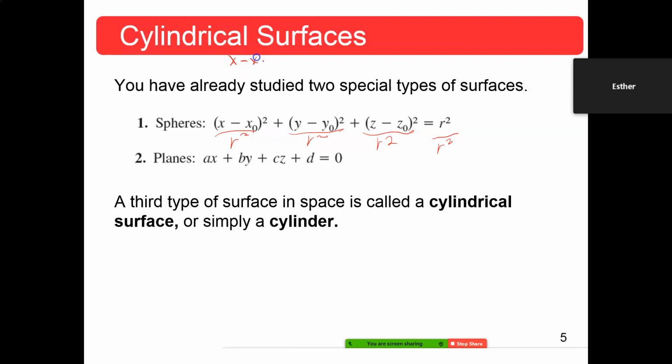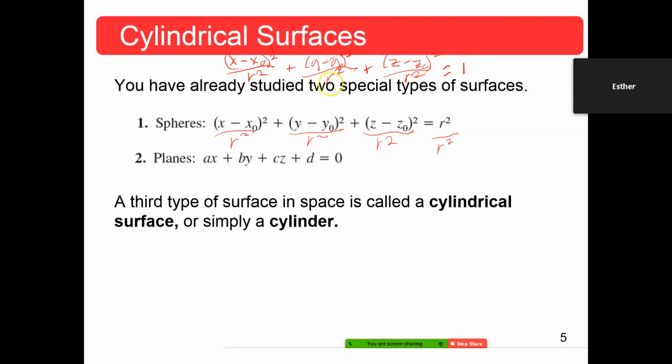So this would give you (x minus x0) squared over r squared plus (y minus y0) squared over r squared plus (z minus z0) squared over r squared is equal to 1. Now you'll see a little bit later why I prefer writing it this way. Now here's the thing to note for a sphere.